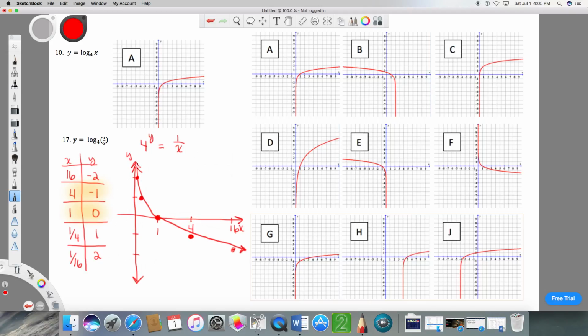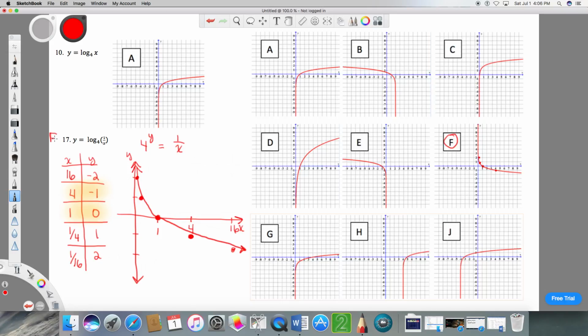So I'm looking for a graph that looks like this, and it looks to be this F over here, the general shape. Let's check: 1, 0, yes, it's passing through 1, 0, and 4, negative 1. You can see that as x is getting closer to 0, the y values are getting bigger. When x is 1/4, the y value is 1, and when x is 1/16, it's 2. So it's clear that our choice here is F.